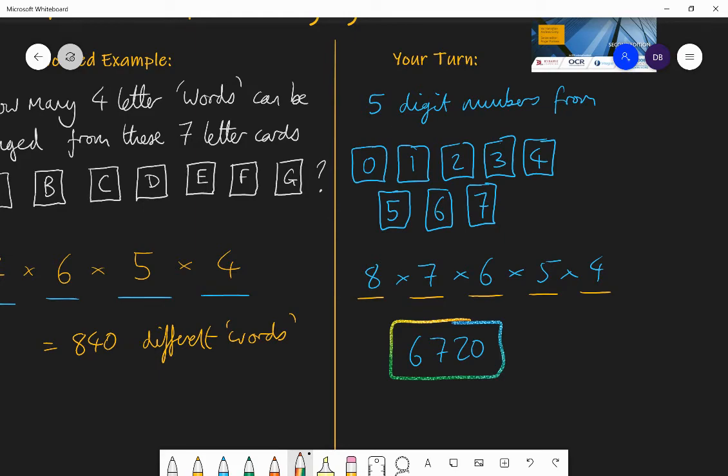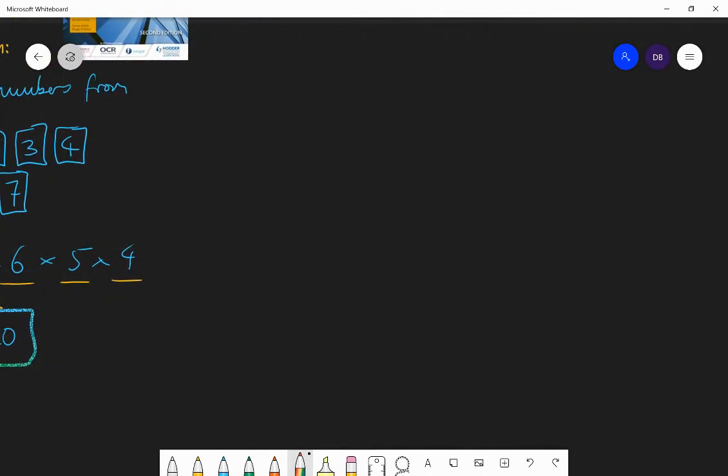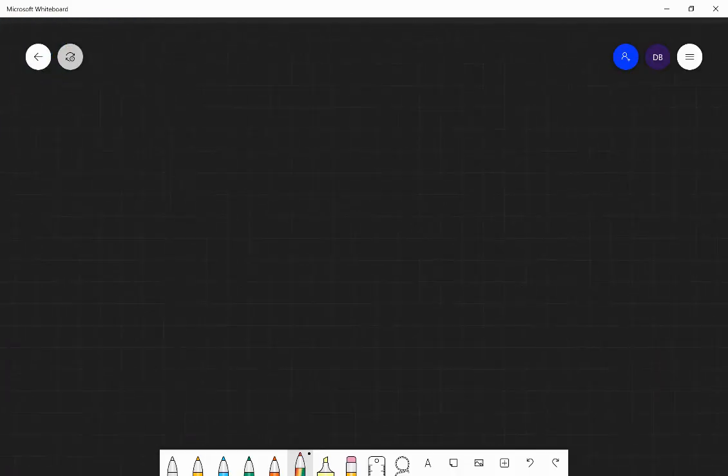Now, the following bit of work is just for your algebraic interest. It's a way of doing those calculations using a new function which will be introduced more and more in A level. So here is a formula. This formula is for the number of distinct arrangements of R items chosen from a squad of N items. So distinct arrangements.